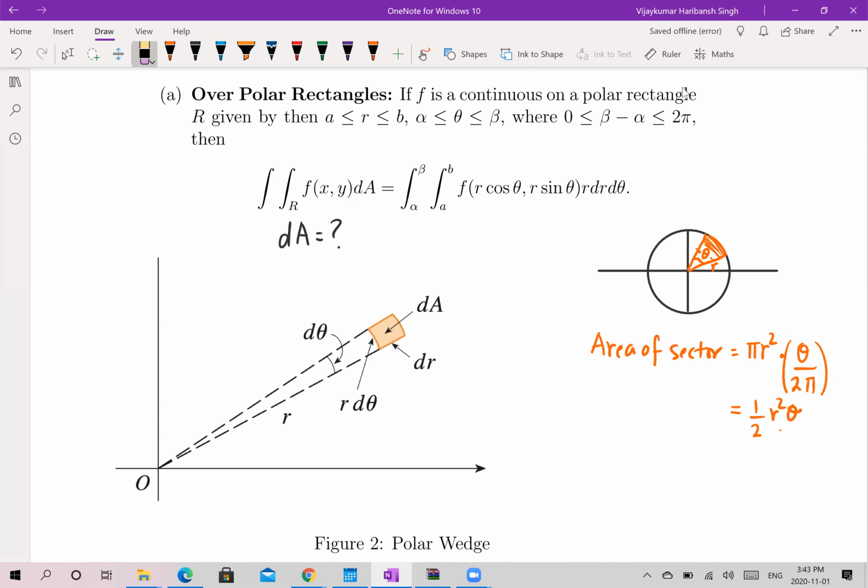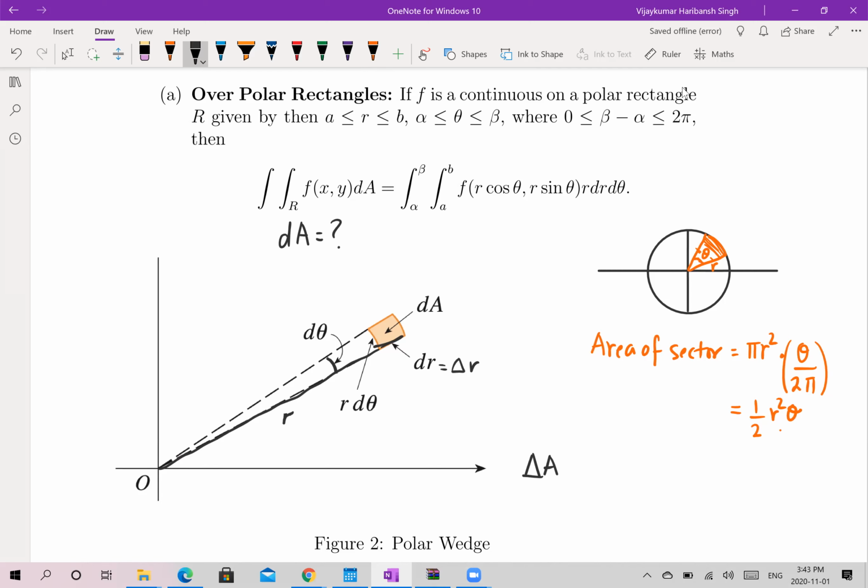So notice the following. This part is r until here, so this is our r. This is d theta. This is dr. Let's call this delta r for a moment. So what is our delta A?